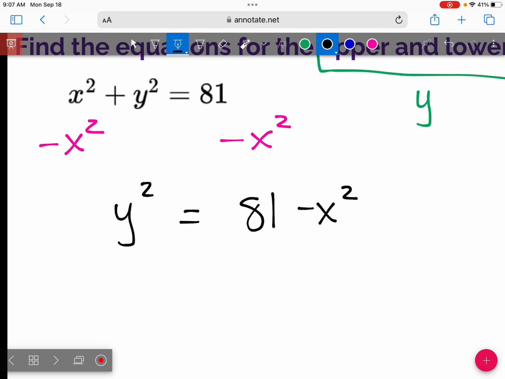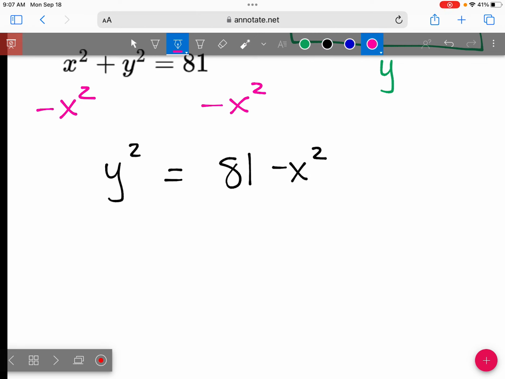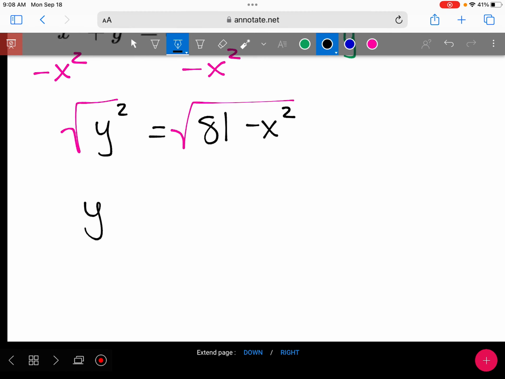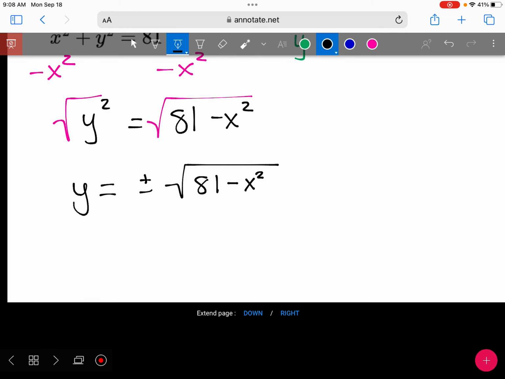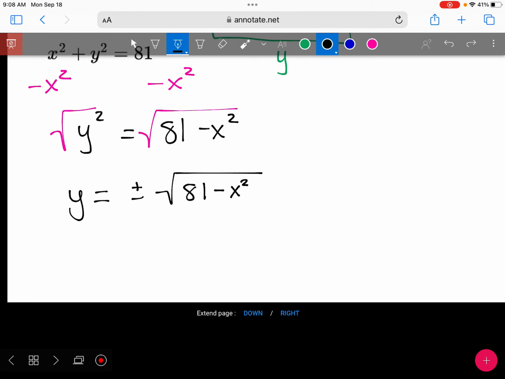Then what do we do to get y by itself? Square root both sides. So we're going to have y equals plus or minus the square root of 81 minus x squared. Can I simplify that radical? Can I simplify a radical when there's adding and subtracting inside of it? No. Stop it. Leave it alone. If there's adding and subtracting inside, stop it. That is a difference of squares, not 9 minus x. Difference of squares is not a perfect square, so we cannot square root it.